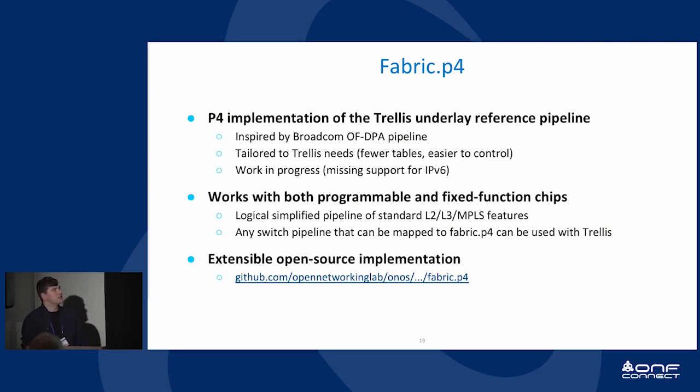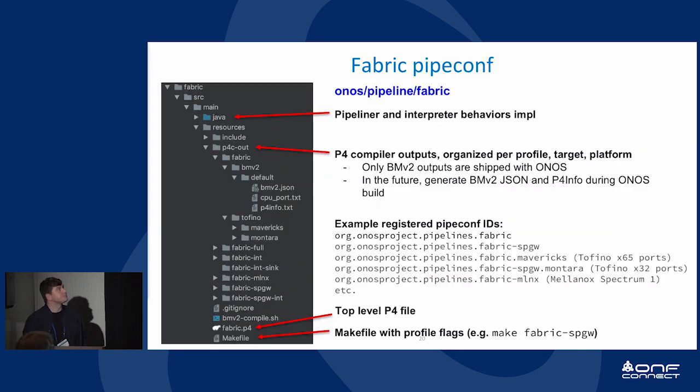It's important to say that this works with both programmable and fixed function chips, because Fabric.P4 is a logical abstraction of standard features like layer 2, layer 3, MPLS routing. We're not doing anything new, so any switch pipeline that can be mapped to Fabric.P4 can be used in Trellis. And clearly, any switch that exposes a P4 runtime server, so any Stratum-enabled switch, can be used in this case. It's open source. Fabric.P4 comes with ONOS, and we say it's extensible because it can be extended with some other features, as I'll explain later.